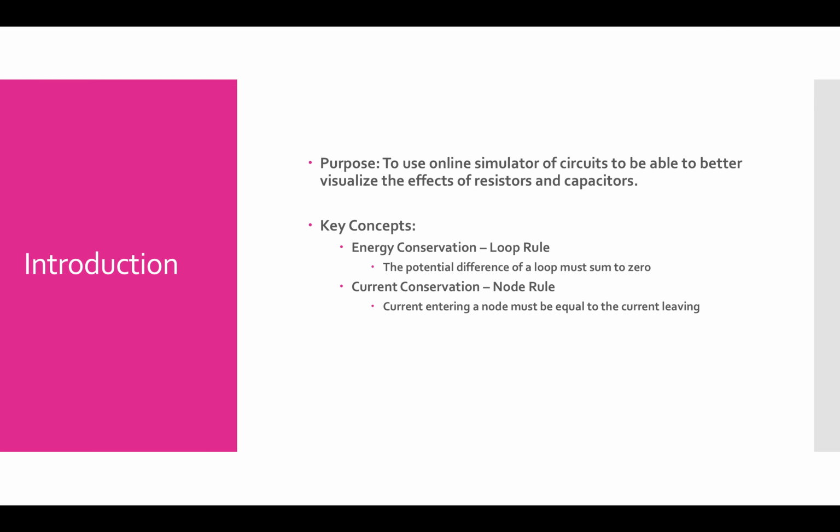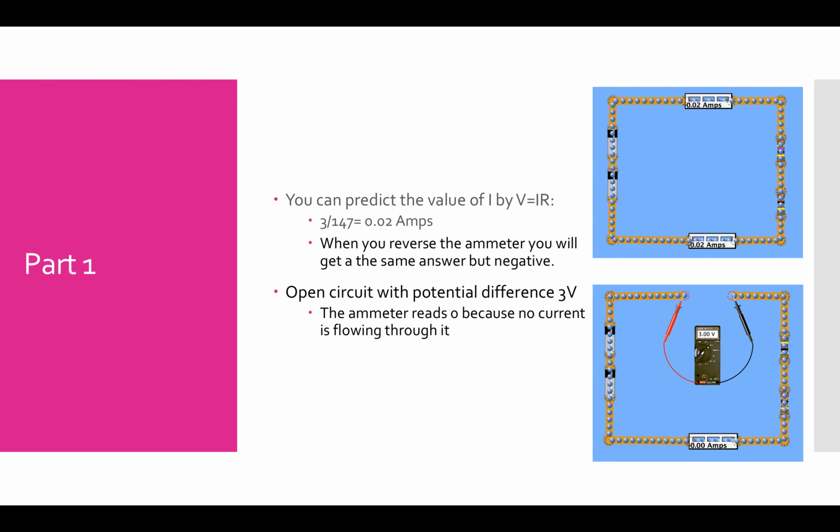So part one, we set up a pretty simple circuit and we're asked to predict the value of I, which you can do because we know the voltage and the resistance. So when you do the equation, you get that the I should be roughly 0.2 amps. And then as you can see, that's exactly what it is. Next, we did an open circuit with a potential difference of 3 volts. The ammeter reads 0 because there's no current running through since this is not a closed circuit.